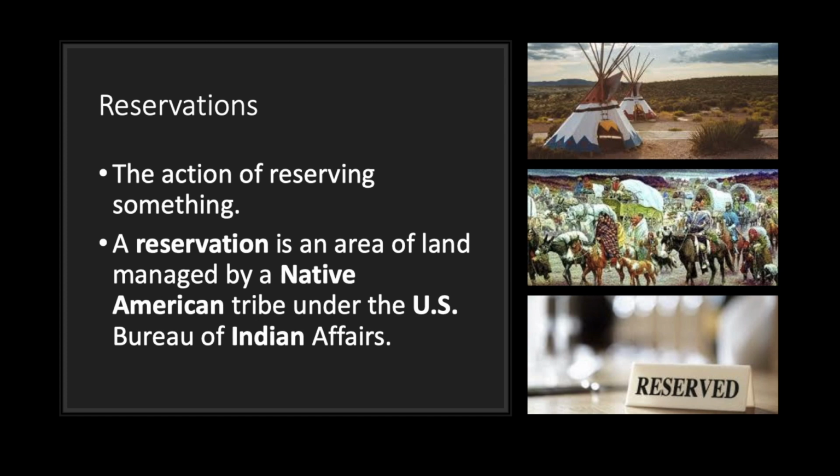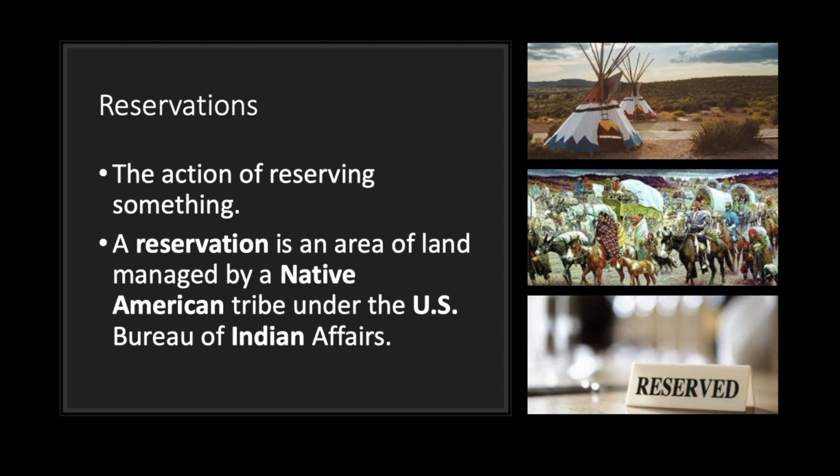The next word we have is reservations. Now, these reservations are not something that you would get at a restaurant, although that is one definition for the word. The action of reserving something would be that. Like, I have a reservation at 7. That's not what we're talking about here.